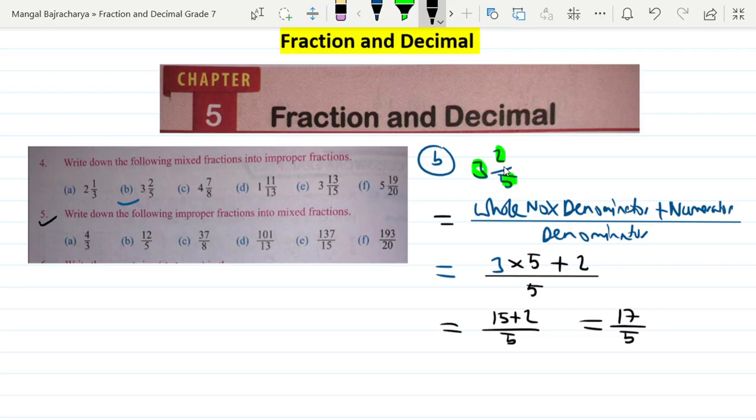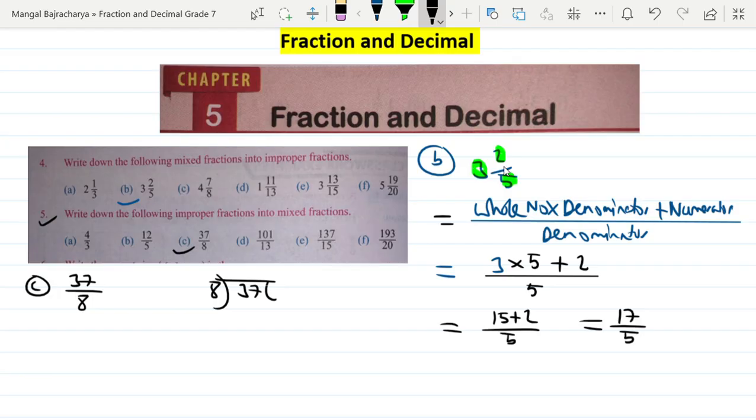In number 5, they said to write down the following improper fractions as mixed fractions. We are given some improper fractions, and we have to convert them into mixed fractions. So I'm taking number C to let you understand. In this number C, we have 37 by 8. So we need to convert this number into a mixed fraction. The divisor is 8, and we divide the numerator 37 by it. So we need to identify a multiple that will not go beyond 37.